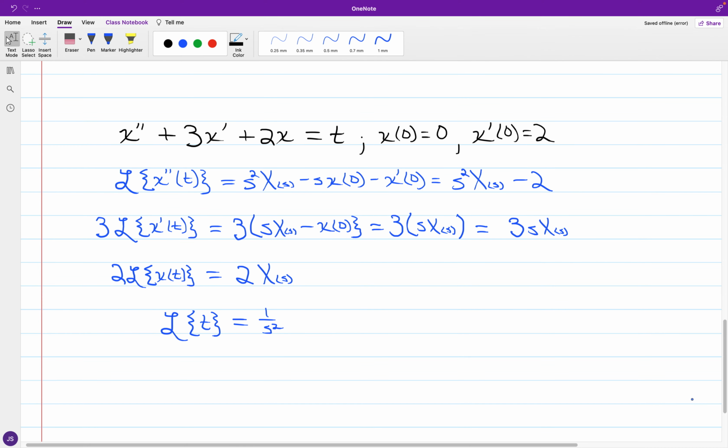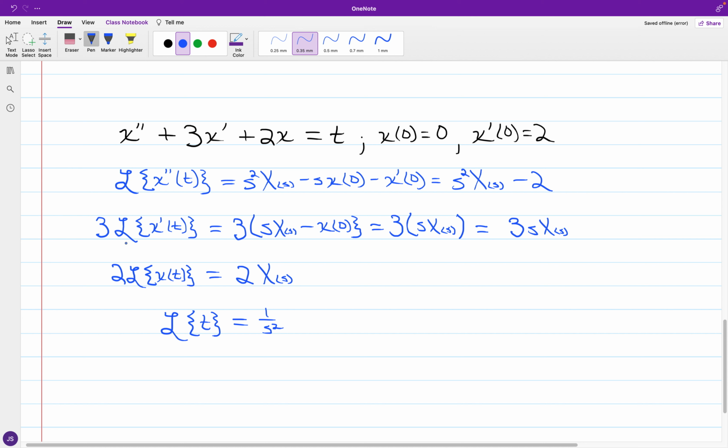For the next item, we have another second order differential equation: the second order derivative of x with respect to t plus 3 times the first order derivative of x with respect to t plus 2 times x with respect to t is equal to t. For the initial conditions, x naught is equal to 0 and x prime naught is equal to 2. If I take the Laplace transform of each of the terms, for the second order derivative, I have s squared times the Laplace x of s minus 2. Again, x naught is 0 and x prime naught is equal to 2.